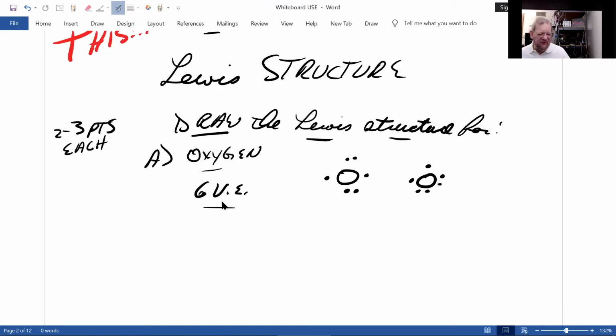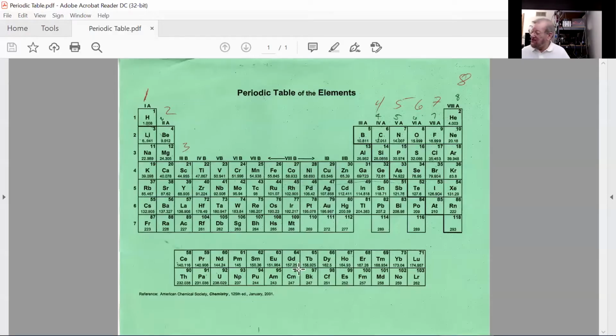And I'm going to have you try one. Why don't you draw the Lewis structure for bromine? First thing I'll do is let you take a look at the periodic table. And you've got to find out how many valence electrons bromine has.